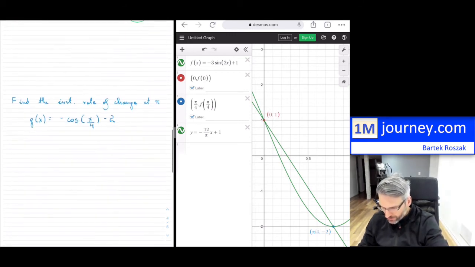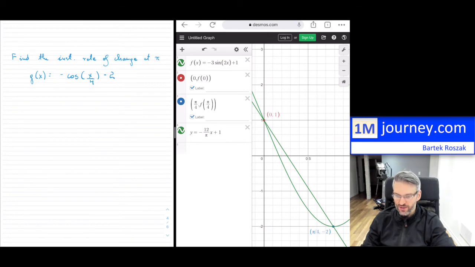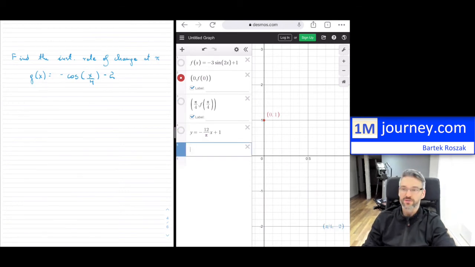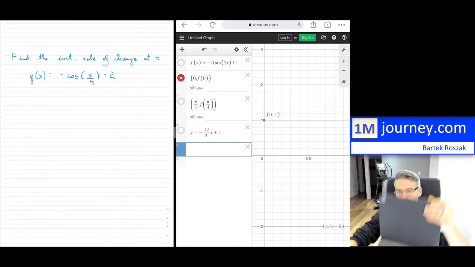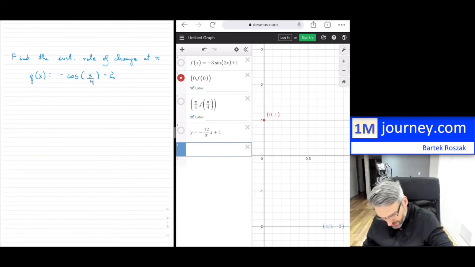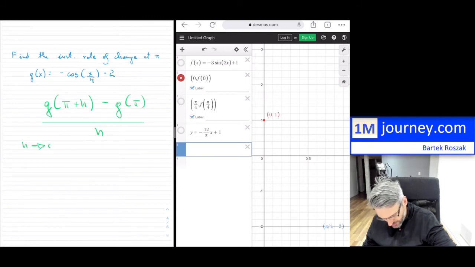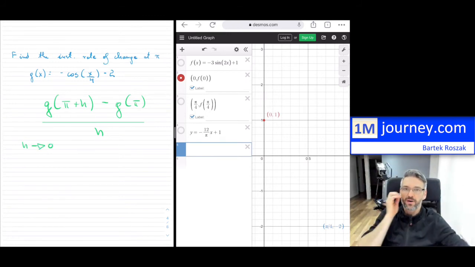Now, here's another example. Find the instantaneous rate of change at pi. We can basically do the same thing as before. So to find it at pi, it's going to be g of pi plus h minus g at pi, all over h, and this h is supposed to go to 0. You can do it from both positive and negative directions, so we can see exactly what this might be.